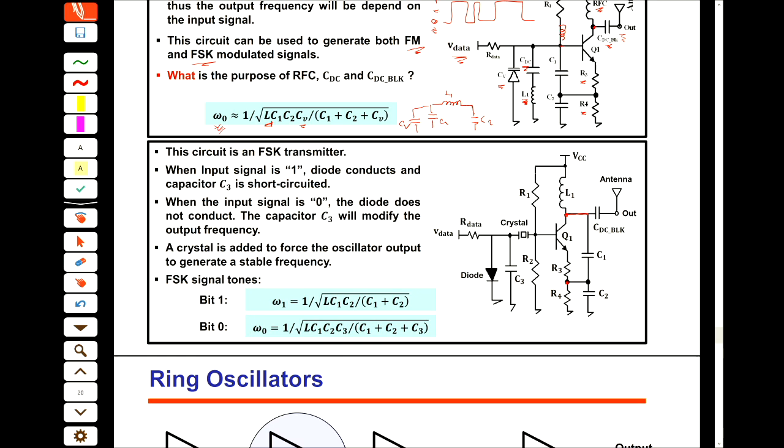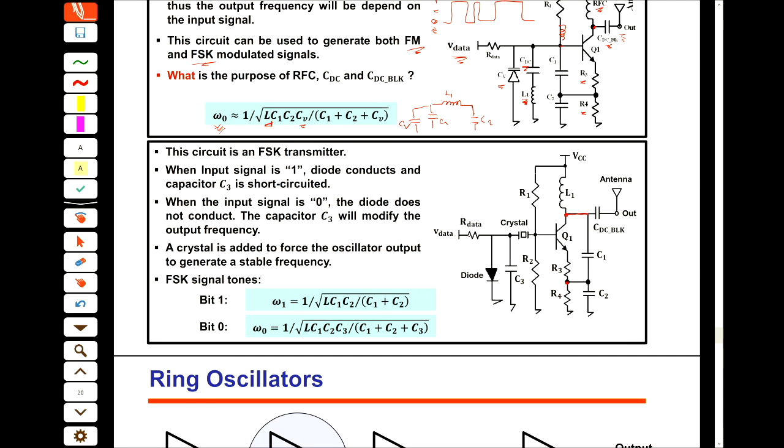How does it work? Actually, if the V data is 0, then this diode is open circuit, because this diode is not biased. If the voltage of the data is 0, the diode is not biased and it's open circuit. So what we have in our circuit are C3, C1, C2 and L.